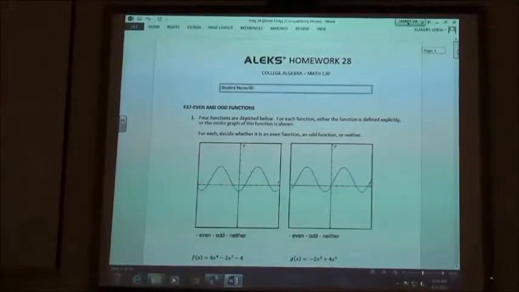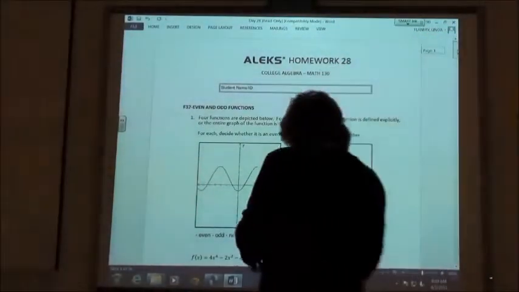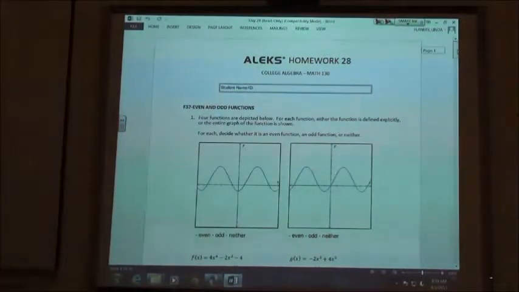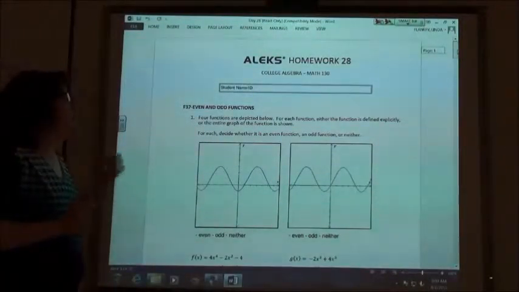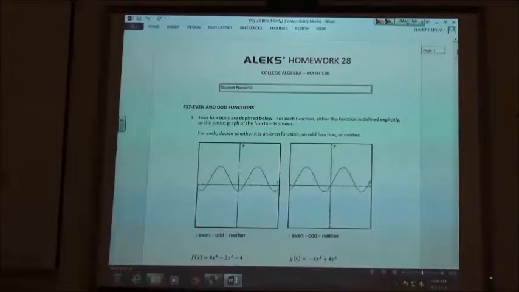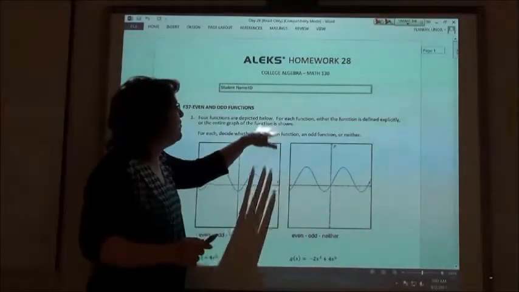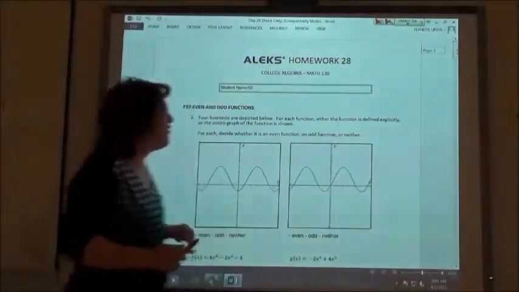All right, so homework 28 is talking about odd and even functions to begin with. 4 functions are depicted below, 2 as graphs and 2 as equations. For each function, either the function is defined explicitly or the entire graph of the function is shown. It just means that it's not a partial graph, it's shown the whole graph. Decide whether each is an even function, an odd function, or neither function.